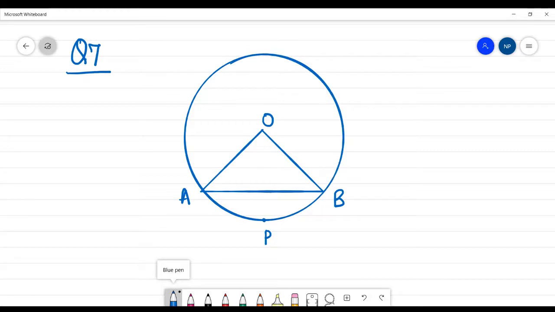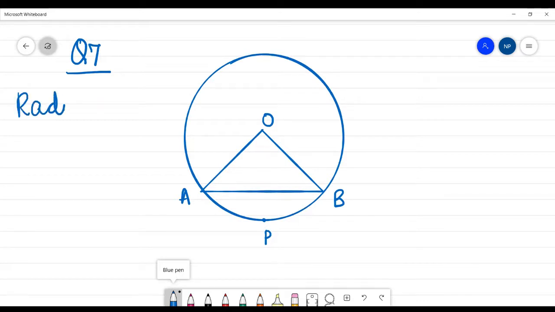Question number 7 states, a chord of a circle of radius 12 cm subtends an angle of 120 degree at the center. Find the area of the corresponding segment of the circle. Use pi as 3.14 and root 3 as 1.73. First of all, let us write what is given in the question.